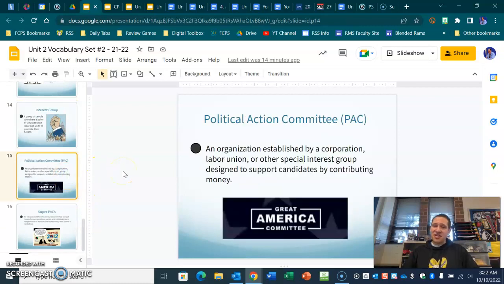Political action committee is a little different. They're more about raising money to give to candidates, and they give that money directly to candidates to support their campaigns because they want a certain candidate elected who will then hopefully vote in favor of their political stance on different issues. And it's usually organized by a business, like a corporation, or it could be a labor union. It could be a special interest group as well, or several.